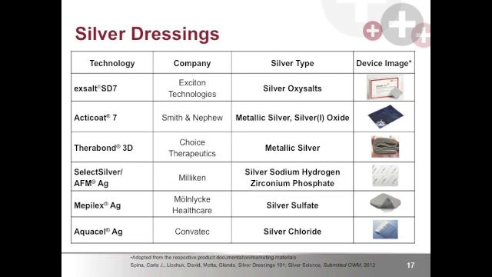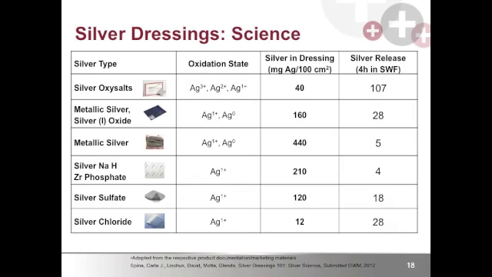And taking a closer look at silver dressings available on the market, it is clear to see that there are not only many options for silver wound dressings, but indeed many types of silver within those dressings. Each of those silver compounds within each dressing has different types, oxidation states, and quantities of silver, translating to different reactivity and solubility.